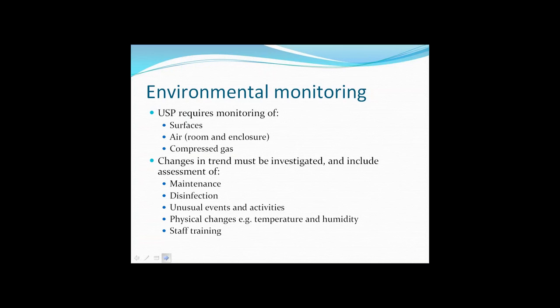For contamination investigations, the USP does give some useful advice. It suggests that where levels of contamination occur, one should have a look at the maintenance of HVAC systems and equipment, or perhaps review disinfectant practices, to have a look at unusual events and activities, to consider physical changes to air handling systems and to environmental control, such as temperature and humidity, and the one that's often thrown up regularly, rightly or wrongly, in many out-of-limits investigations, to go and have a look at staff training.